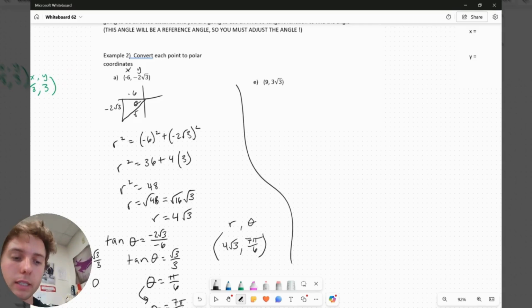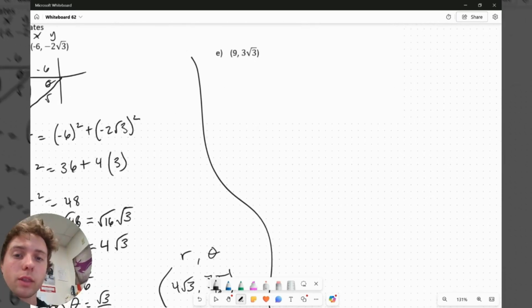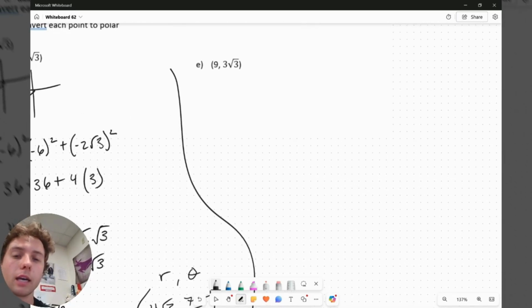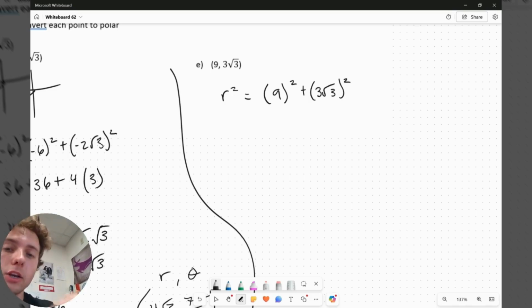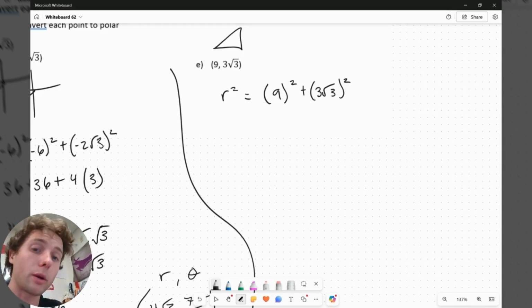Let's look at one more example just to make sure that we are strong with this idea. Again, all we did was use Pythagorean theorem and tangent. That process will stay the same for this. So let's skip straight to Pythagorean theorem. Notice we would be in the first quadrant here, as both the x and the y are positive.